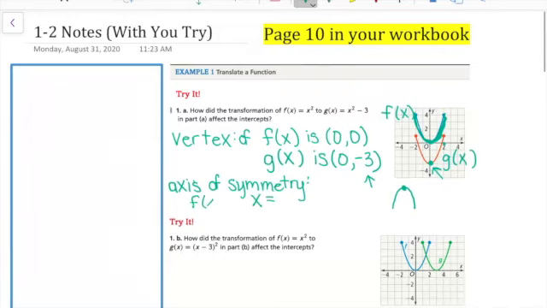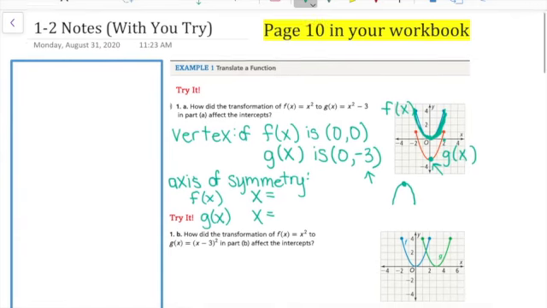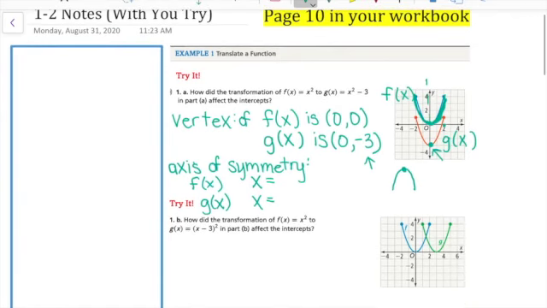So for f of x and g of x, it doesn't matter where it is, we're going to say x equals, because that is how we write a vertical line. You may remember that from Algebra 1, you may not. It's okay, you're learning it now. And both of these have the same axis of symmetry. It's at 0. Notice that that's your x value. That's no coincidence.